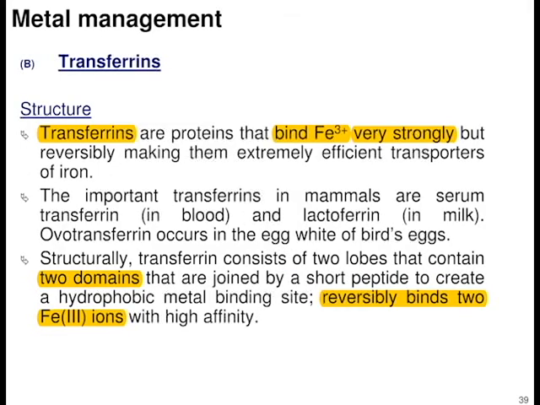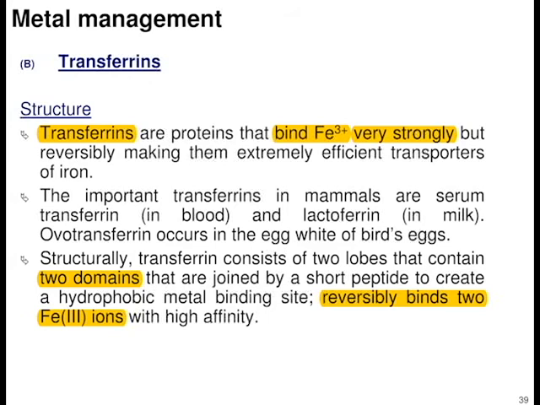Transferrins are proteins that bind iron 3+ very strongly, but reversibly. They must be reversible. Once they reach the site, they must give up the iron 3+. They cannot hold on to iron 3+, or the body will be deprived of it. Those transferrins found in the serum, we call serum transferrin.